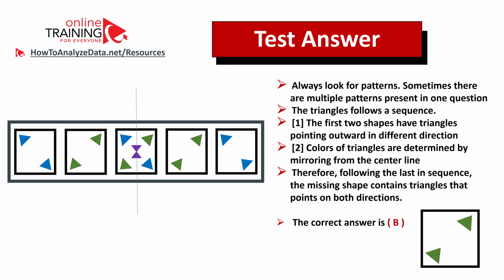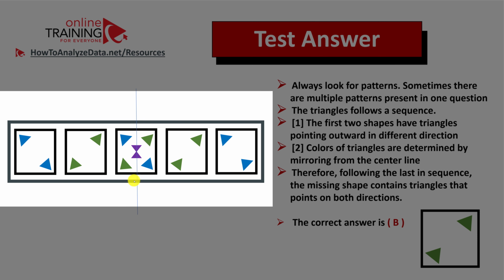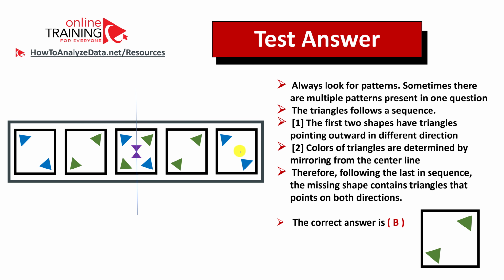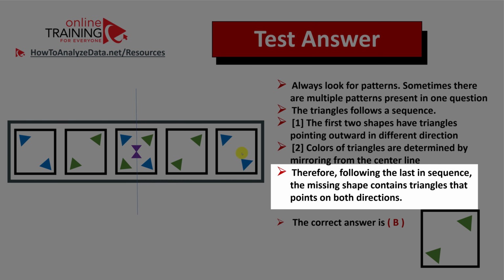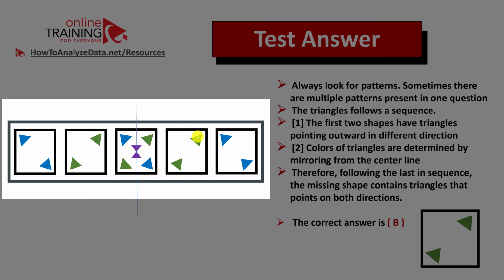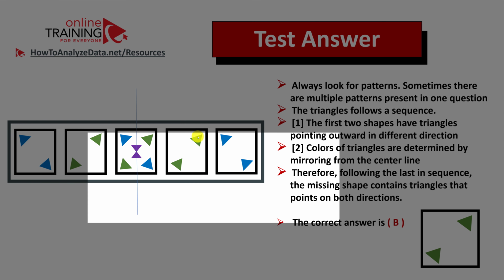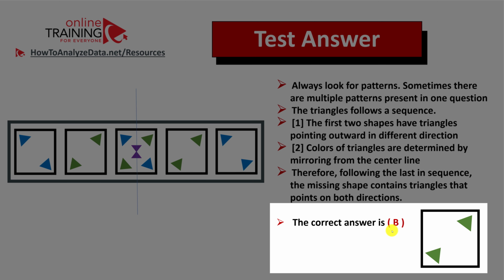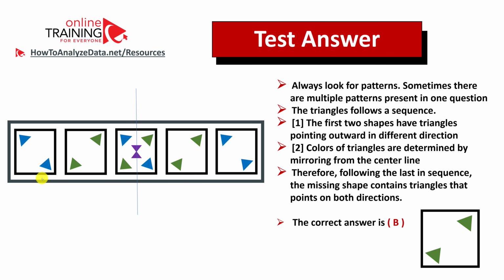Pattern number 1 is that the first 2 shapes have triangles pointing outward in different directions. And you also see this is the mirror line. And then from the mirror line, you see that the colors go in a different pattern. Green and blue to the left. So the same thing should happen from the mirror line to the right. Green and blue. Therefore, this is why the missing shape will contain green triangles that point in both directions. So the correct choice here is choice B. Hopefully you've nailed this question and now know how to answer similar questions in the test.